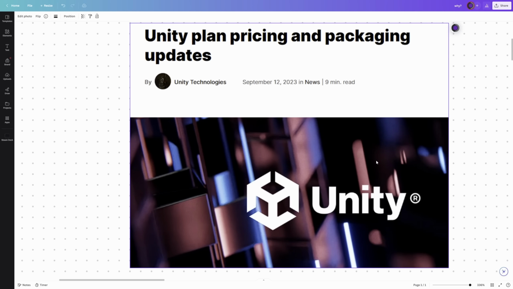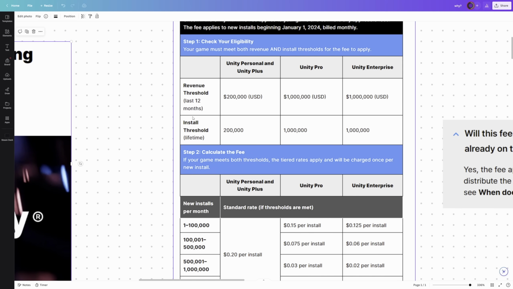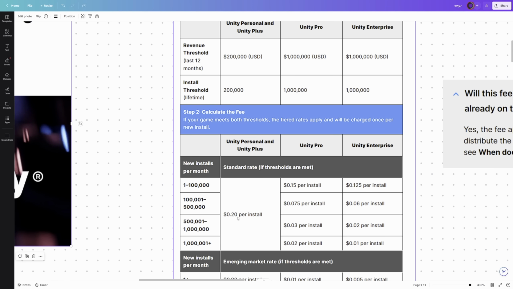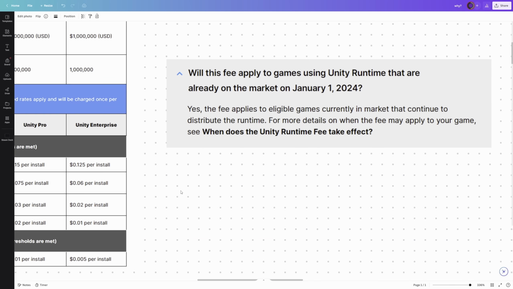So yes, Unity is changing their pricing and they have new plans here. Basically, the update that we have is that for a revenue threshold of $200,000, so if a game company made $200,000 in the last month, then they're going to be charged 20 cents every time a customer installs this. There's some really weird catches here. So does this fee apply to games that were already made and already on the market? Yes, it does apply.